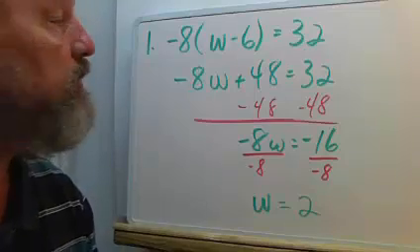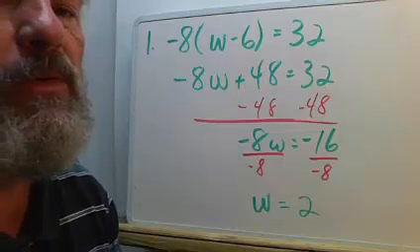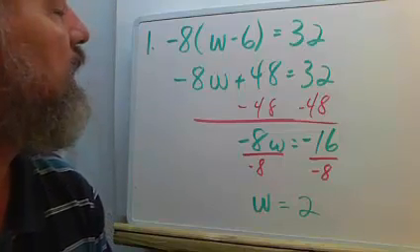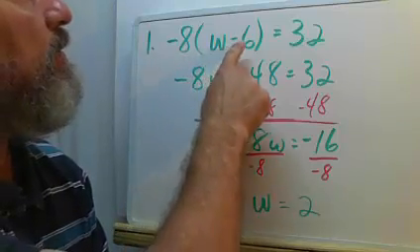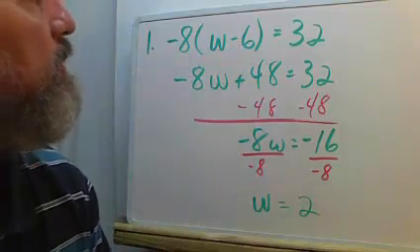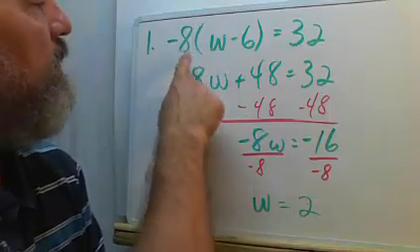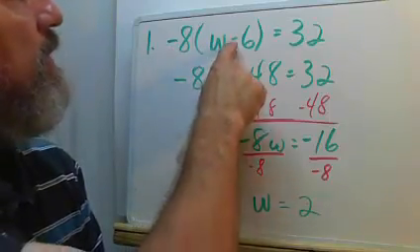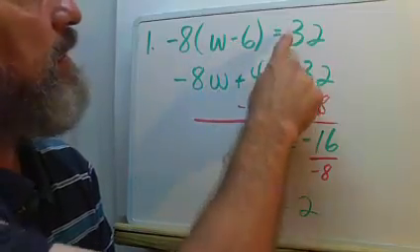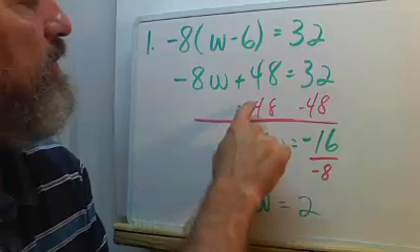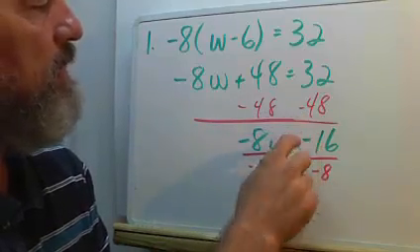Here are your solutions to the guided practice for Lesson 5, Chapter 2. Our first problem is negative 8 times the quantity w minus 6 equals 32. We distribute the negative 8, we get negative 8w. Negative 8 times negative 6 is positive 48, equals 32. So we subtract 48 from both sides.